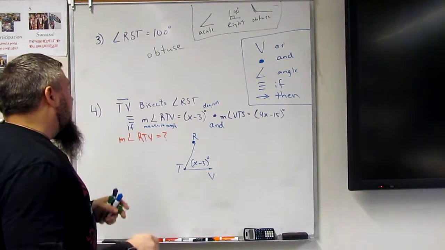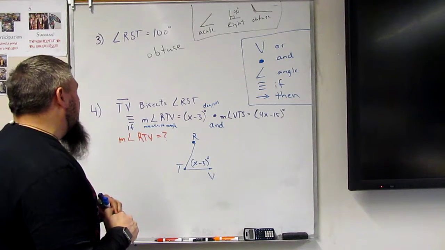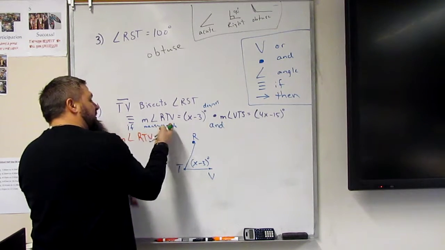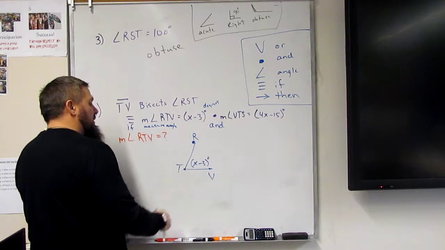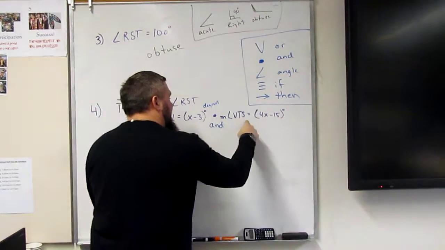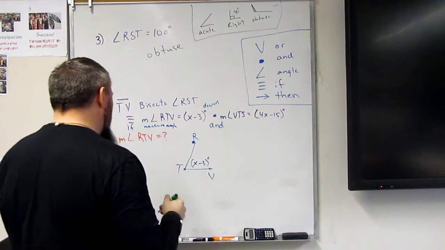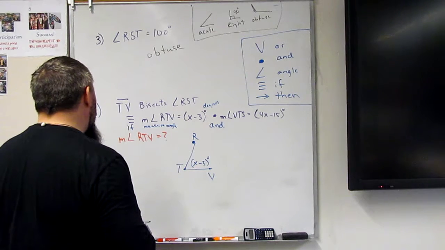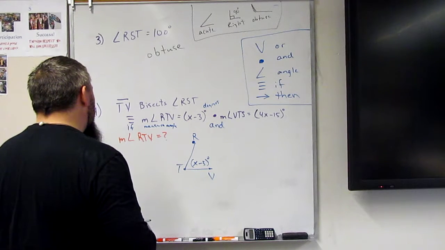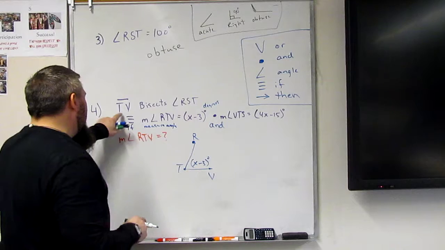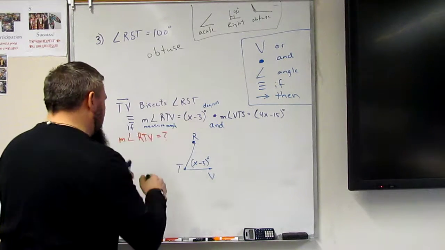So, alright, so then, if I have this, RTV, and I have this, VTS, and TV bisects RST.